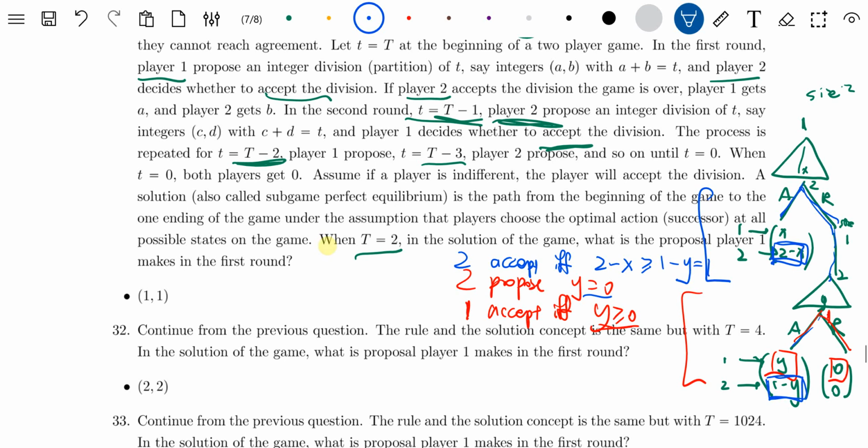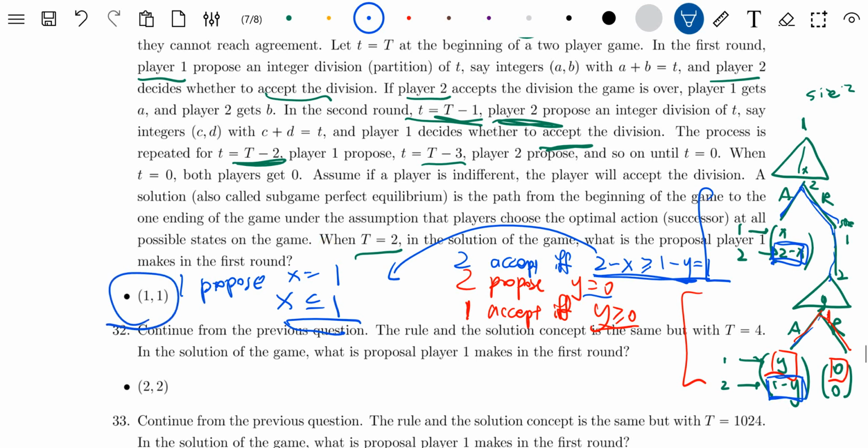Then we go back again. 1 will propose in a way such that this will be barely accepted. Let's simplify this. It just says x is less than or equal to 1. So 1 would propose something that gives himself as much as possible while getting this accepted, so the largest x such that x is less than or equal to 1. So 1 will propose x equal to 1. The total size is 2, so the split is 1, 1. That's why this is the answer.